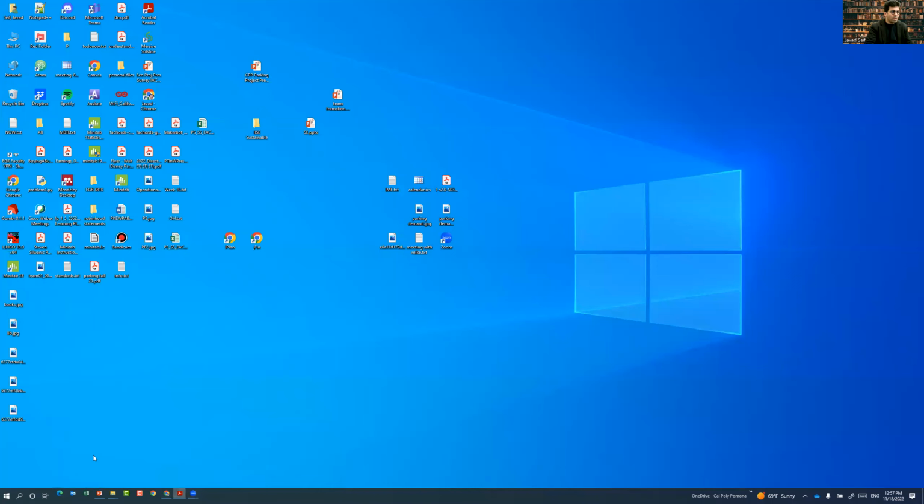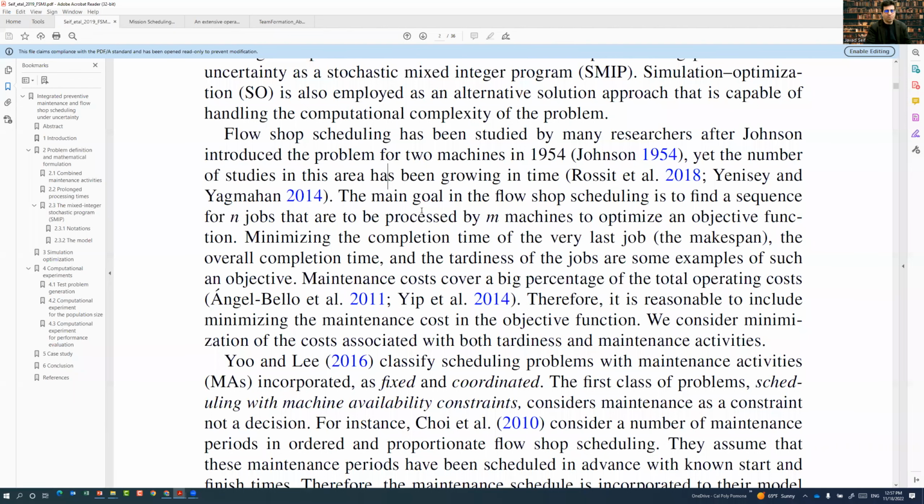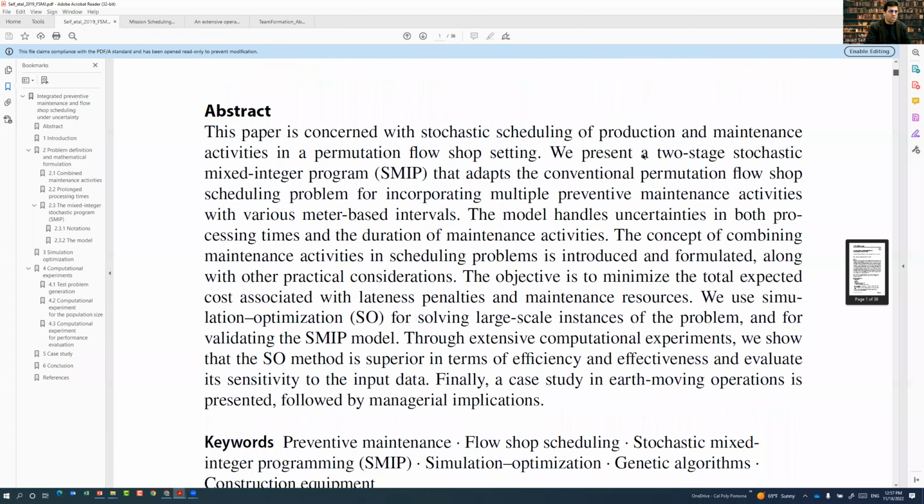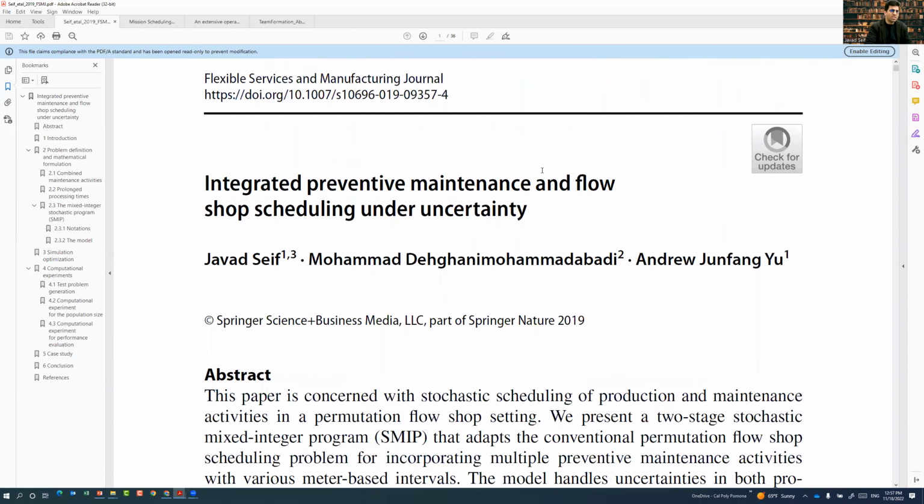Here we go. So here you see a paper that I wrote a while ago. The title is Integrated Preventive Maintenance and Flow Shop Scheduling Under Uncertainty. So this paper is doing something about flow shop scheduling. Flow shop scheduling is already a well-established field. And this is about integrating it with preventive maintenance. And what's new is that it's under uncertainty.